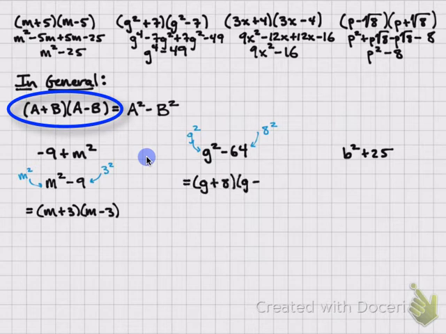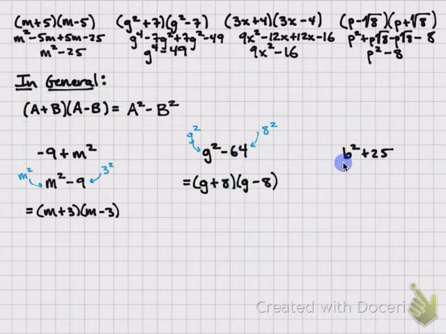And we have successfully factored that difference of squares. Again, we could always just multiply this out to confirm. All right, last one. b squared plus 25.